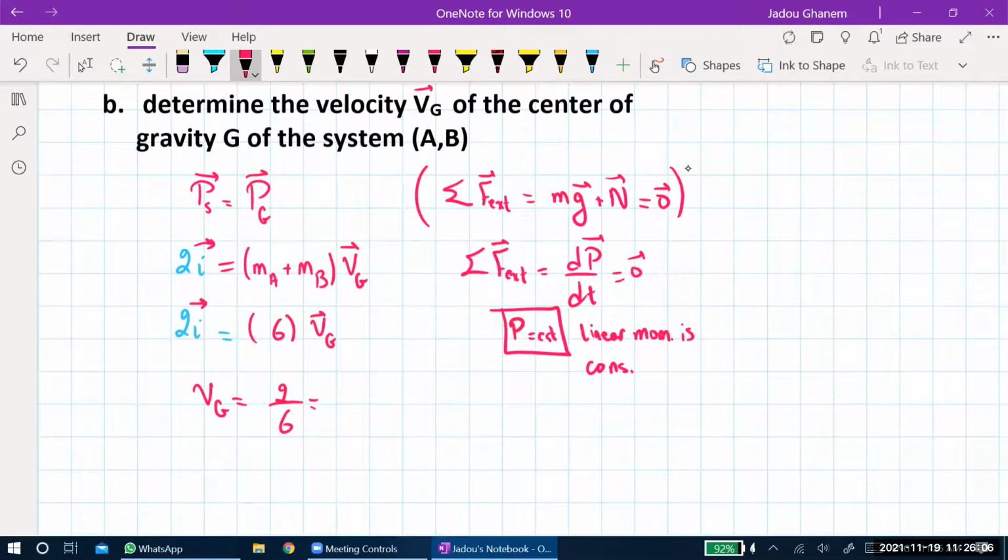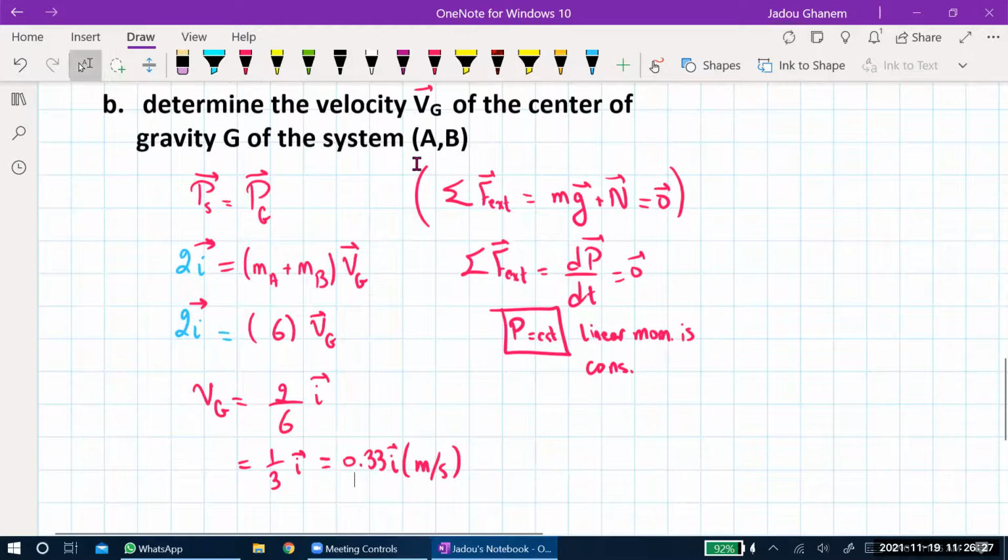Let me just write it along two lines, not with a single line. So it's here I, which is 1 over 3i. And the answer will be 0.33. Check this, please. If you have any question, let me know.